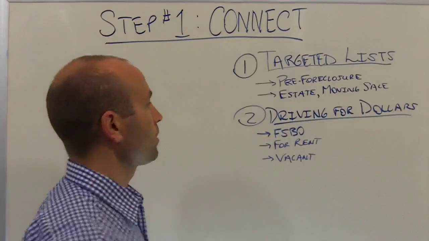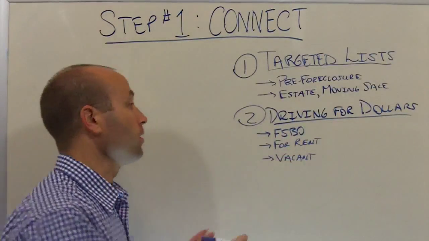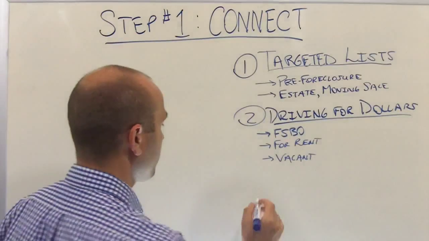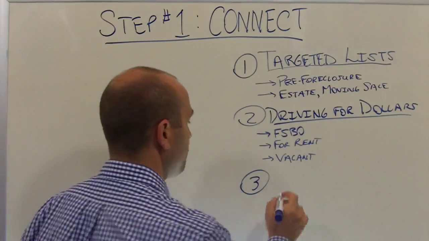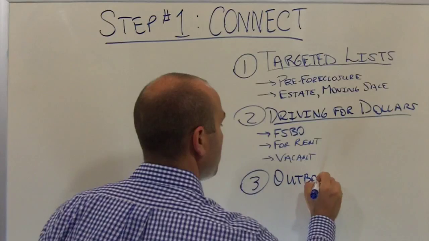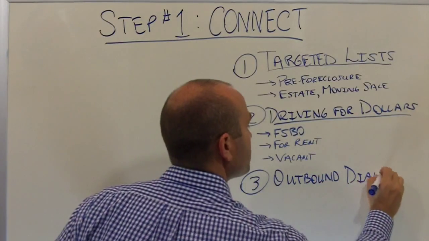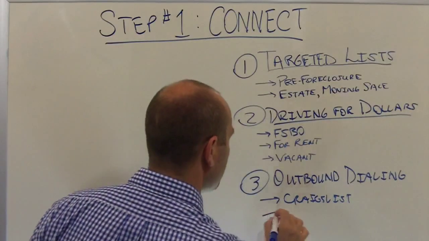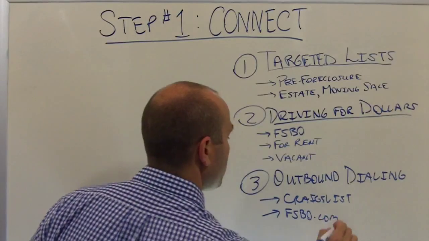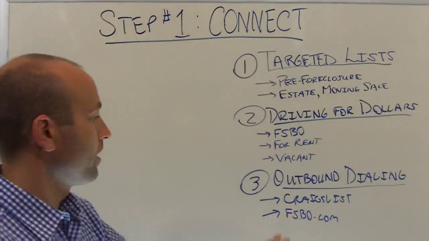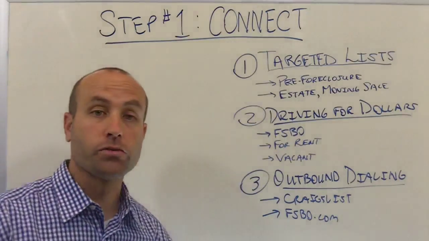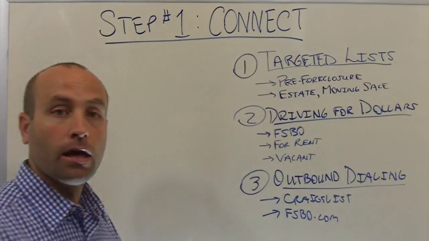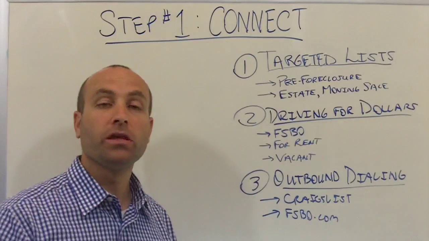So while you're targeting certain lists and you're going from property to property, you may also run into or drive past for sale by owner or for rent, a vacant property, that sort of thing. Okay, and then the third item would be, I'm going to just call it outbound dialing. And this is more specifically like Craigslist. This is maybe FSBO.com. And those other such for sale by owner sites. And again, you can even outbound maybe some pre-foreclosures. And so what's going to happen is, whether you're driving to the property, you drive past a property here, or you're outbound dialing, in either situation, you're trying to connect with the owner of the property.